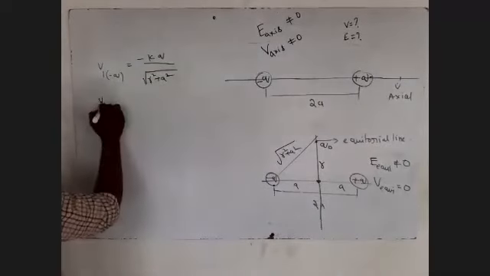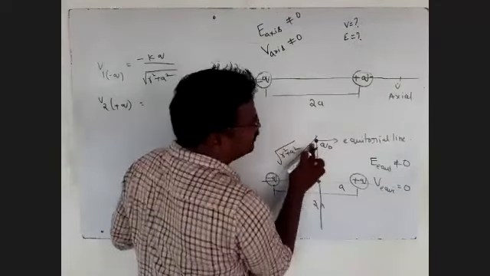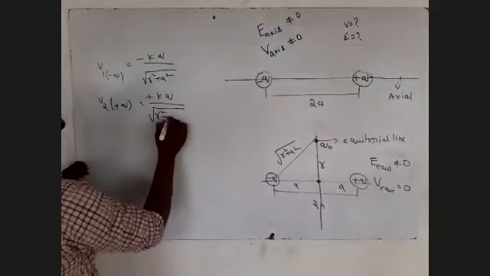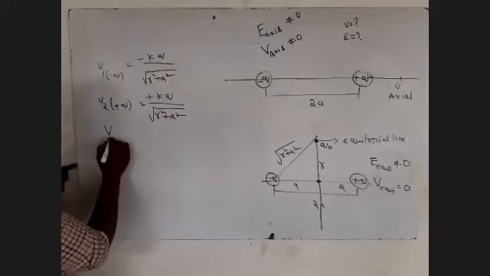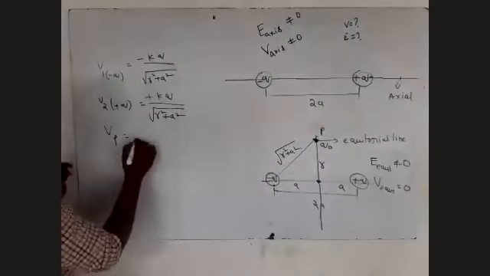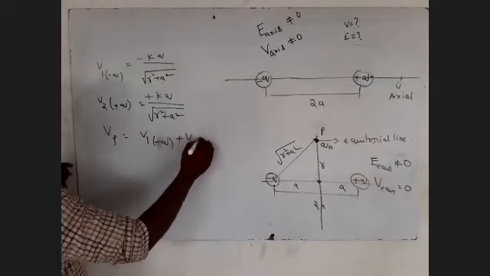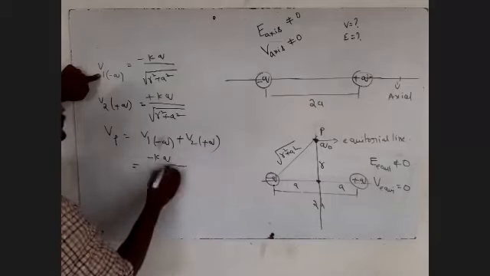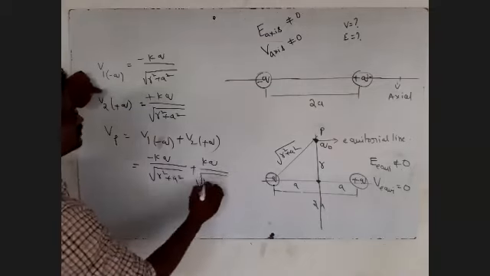Next, V2, that is for plus q. At this point, we have to calculate the electric potential due to the charge. That is plus kq divided by the distance, root of r square plus a square. At the point P, the electric potential is equal to V1 plus V2: minus kq by root of r square plus a square plus kq by root of r square plus a square.